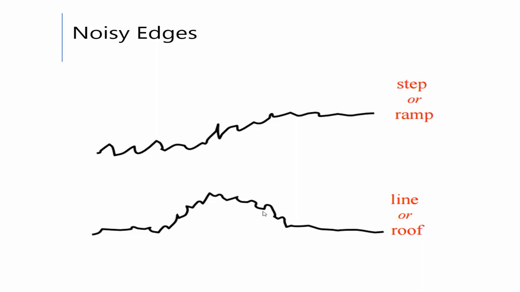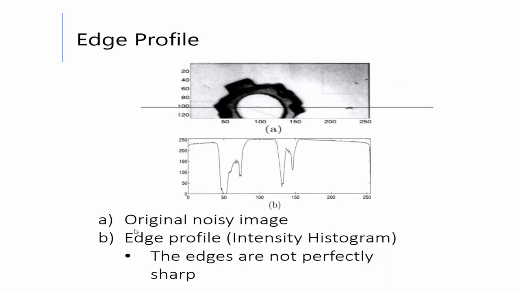Now, real world images are noisy and they contain a lot of noise depending on how the image is taken or how the video was taken. In this case, we are unable to identify between a step or ramp and between a line or a roof. Basically, real world images contain a lot of noise, so this is a challenge in computer vision.